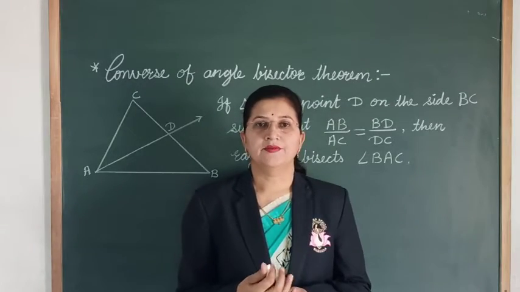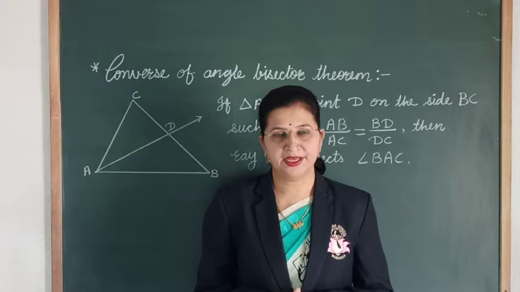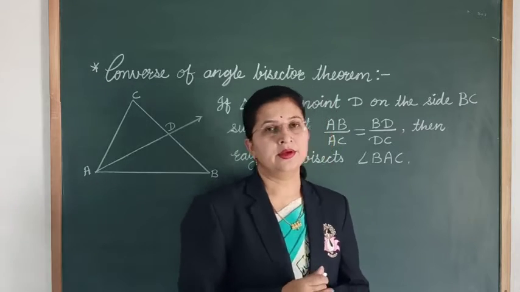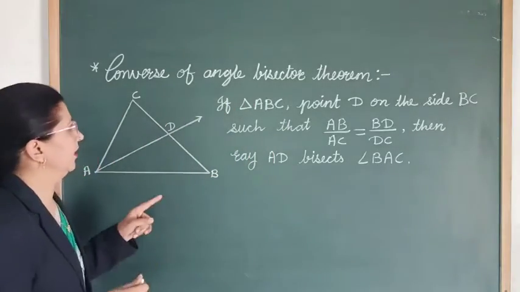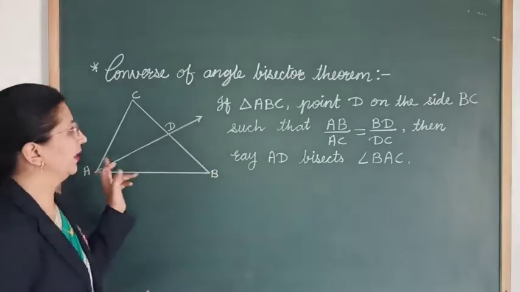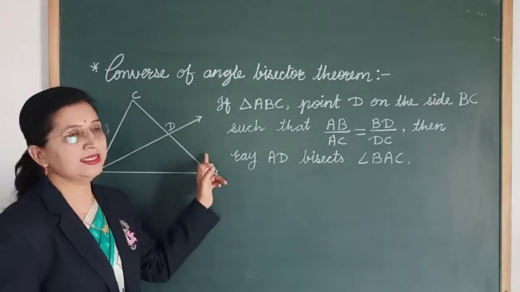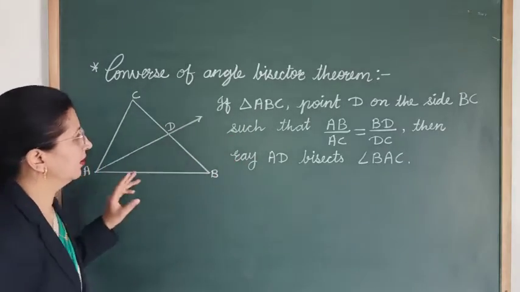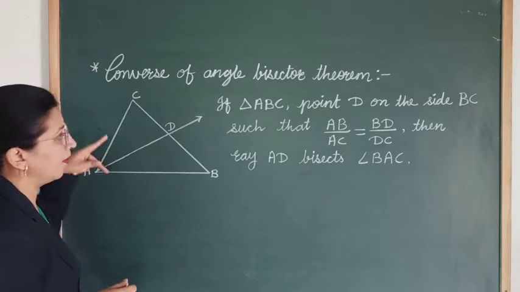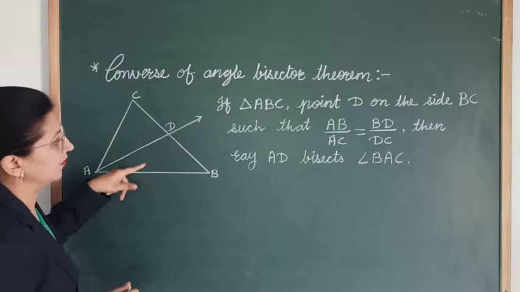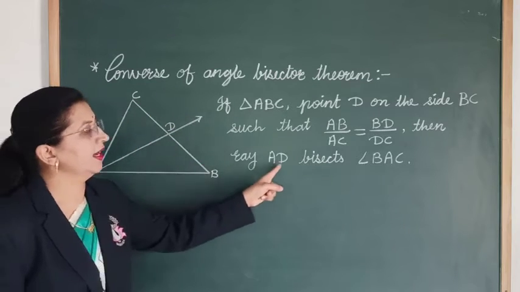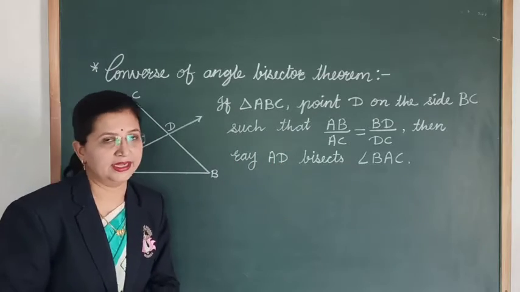Dear students, we have studied the angle bisector theorem. Now let's see the converse of the angle bisector theorem. Here you can see, if in triangle ABC, point D is on the side BC such that AB upon AC is equal to BD upon DC, then ray AD bisects the angle BAC.